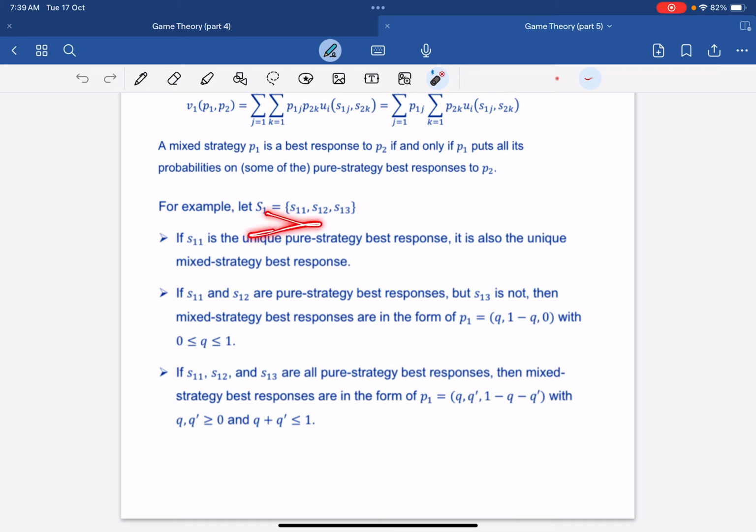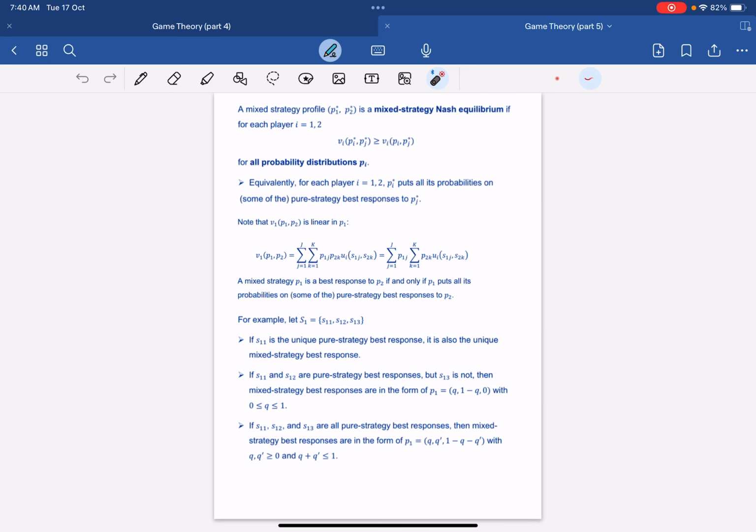So for example, let S1 equal this, and if S11 is a unique pure strategy best response, then it's also going to be the unique mixed strategy. If S11 and S12 are both pure strategy best responses, but S13 is not, then the mixed strategy has to be of the form Q, 1 minus Q and 0. S13 will not be used in the mixed strategy at all. And if all three are pure strategy best responses, then you have to use all three strategies in your mixed strategy. So that's the idea behind this.